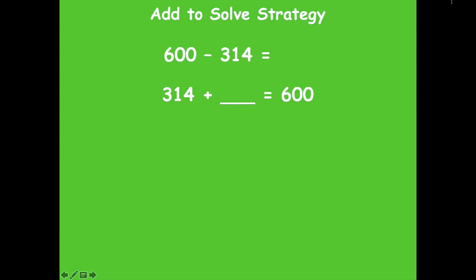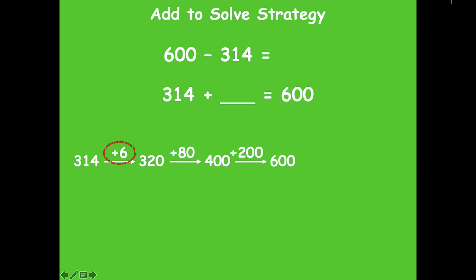All right, pause if you need more time. Otherwise, here we go. So I'm going to start at 314. I'm going to add 6 this time to get to 320. Then I'm going to add 80 because then I'll get me to 400. And then I can add 200 to get to 600. So then to find out our unknown part, we would add these numbers right here on top of our arrow way. So 286 is the difference between 600 and 314. Did you guys get that? All right, rock on. Good job, friends.